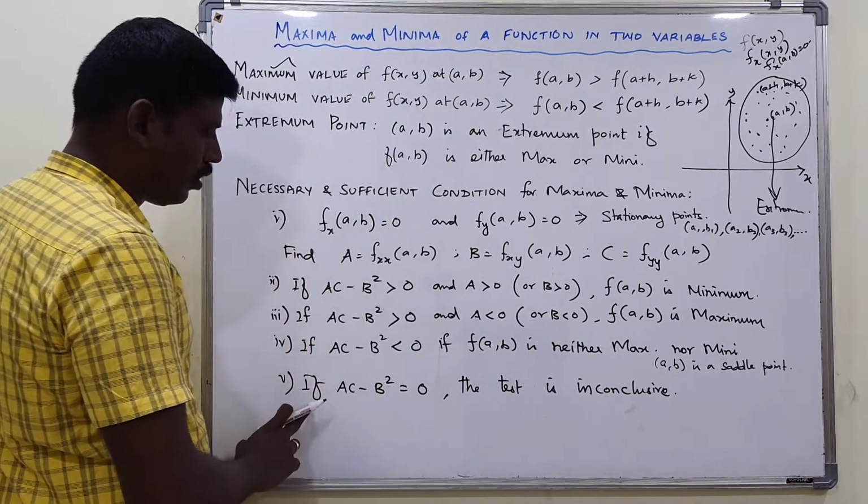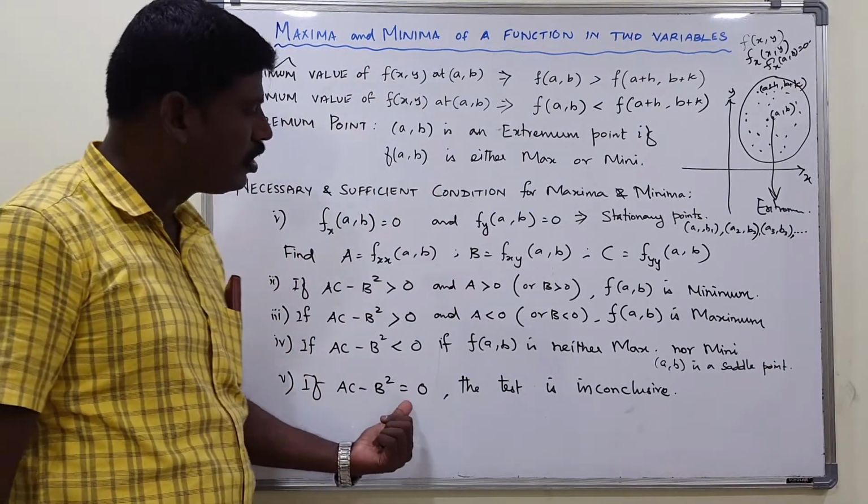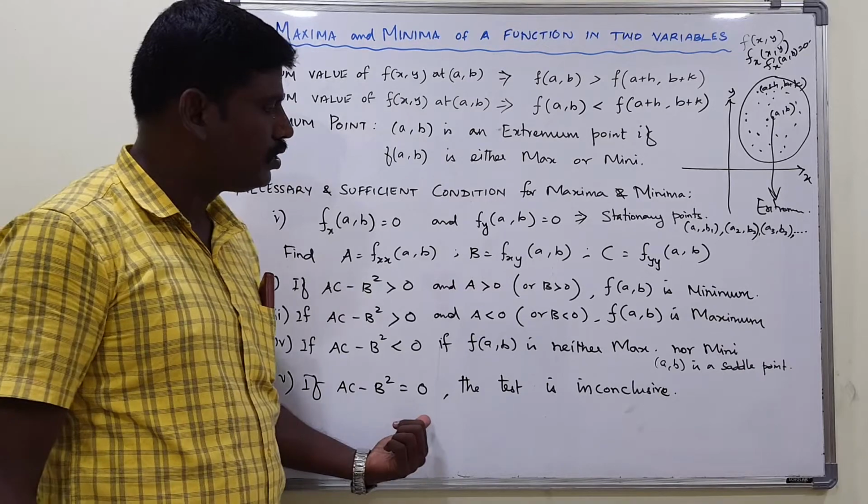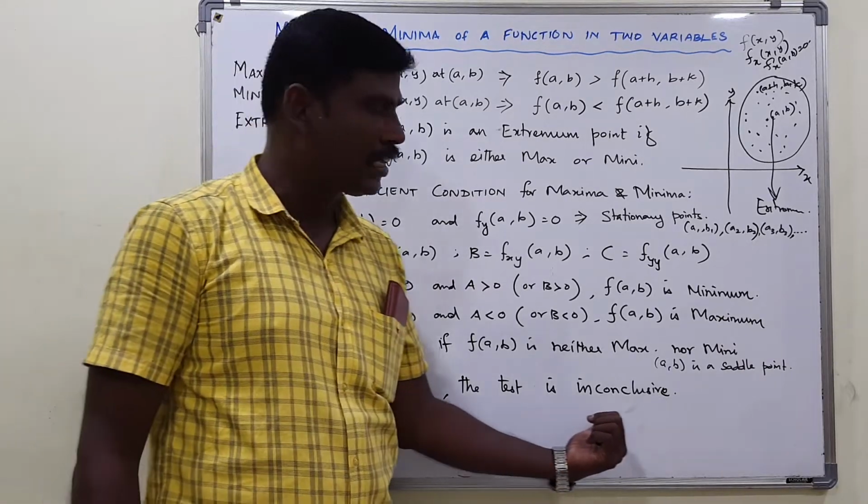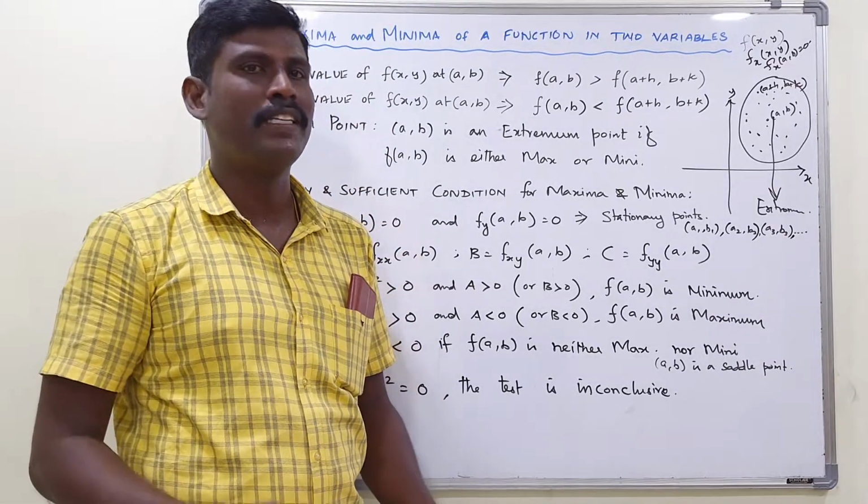Next one. If ac minus b square is equal to 0, suppose this value is equal to 0, then the test is inconclusive. That means we can get no information.